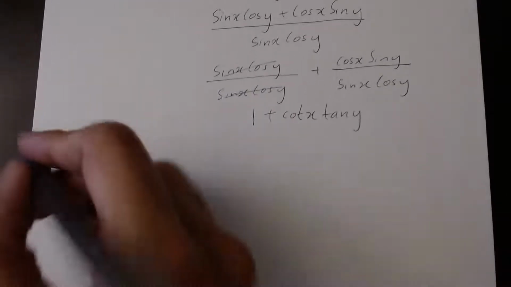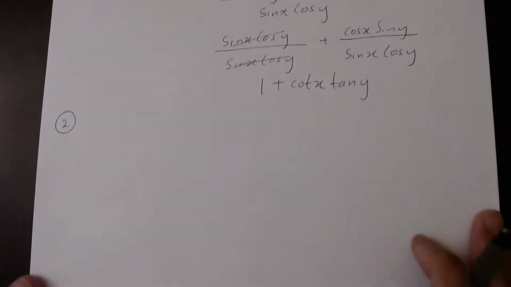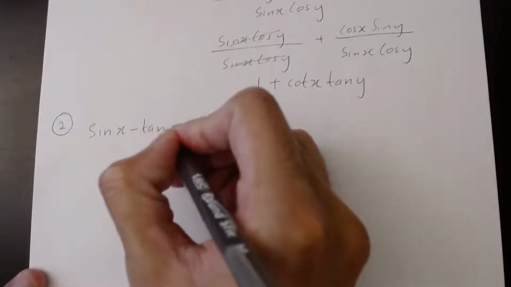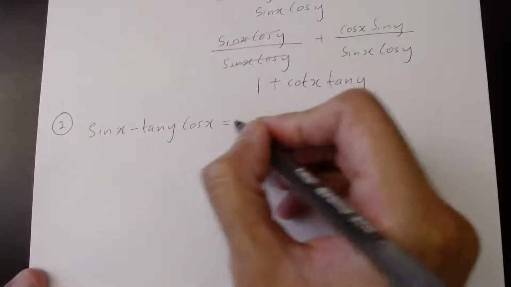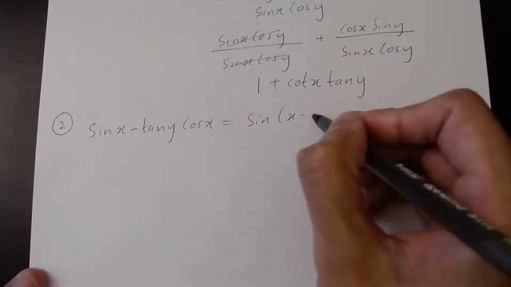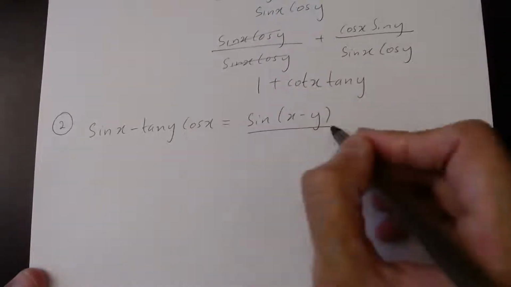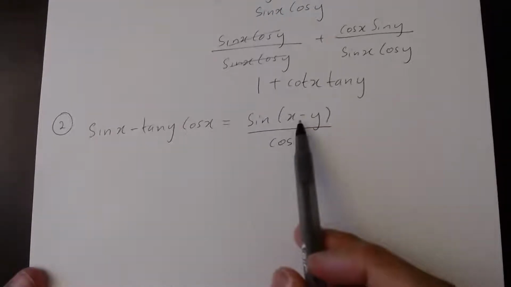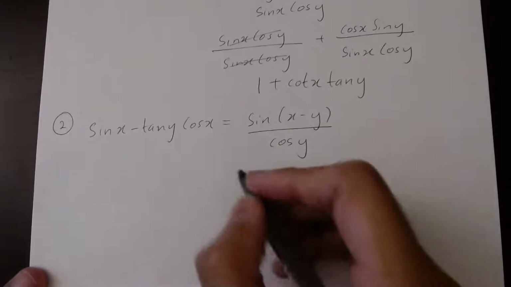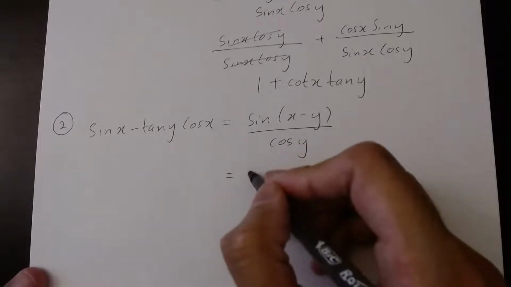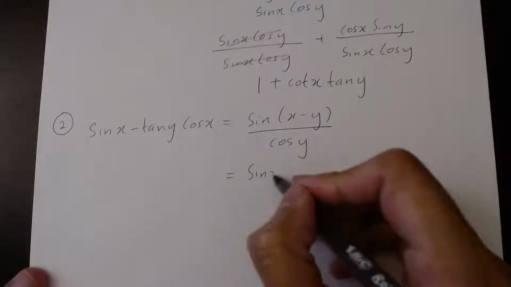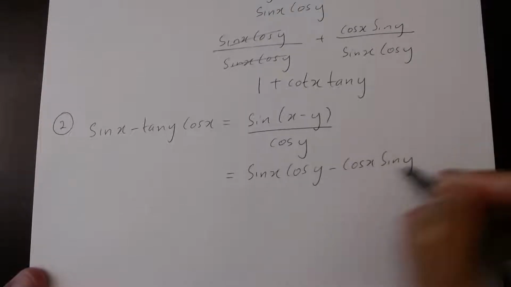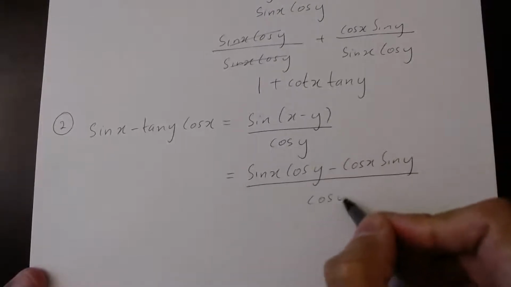Let's go to the second problem. Sine x minus tan y cos x equals sine x minus y over cos y. So this one's pretty similar. The right side has a compound angle, so I'm going to use my compound angle equation to simplify this. So it's going to become sine x cos y minus cos x sine y divided by cos y.